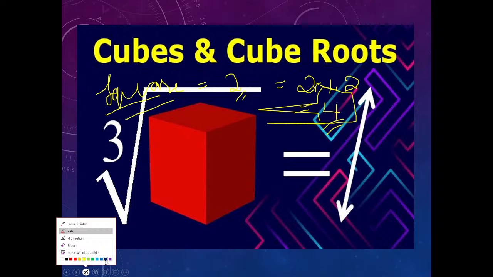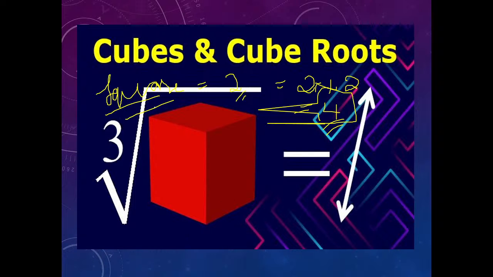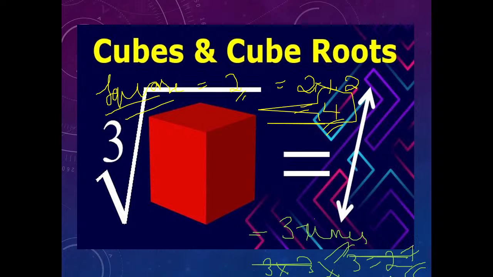But what are cube roots? Cube roots are the same thing, but we are multiplying the number 3 times. 3 into 3 into 3. If 3 is my number, you will get 27. So the cube root of 27 is 3. We will not use square root, we will use cube root. If you are learning cube root, you will use only cube root, and if you are learning square root, you will use only square root.